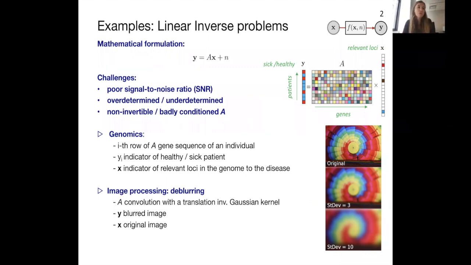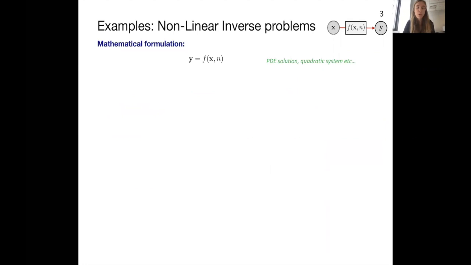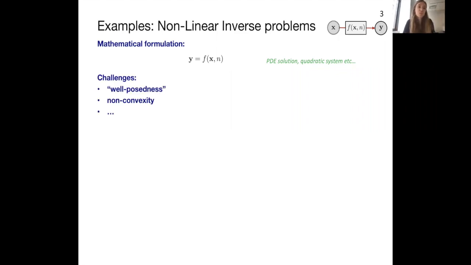Of course, there are many situations that can be modeled as linear problems, but there are also situations that are intrinsically nonlinear, in which case we cannot really say something a priori about the form of the problem. It will depend on what you are interested in, and it can be as diverse as a PDE solution or a quadratic system or whatever you would like. There are also many challenges in solving these problems. Related to the one we mentioned before, there is the problem of well-posedness. Does the solution exist? Is it unique? Is it well behaved when we change the inputs a bit?